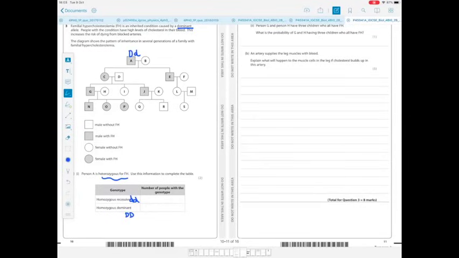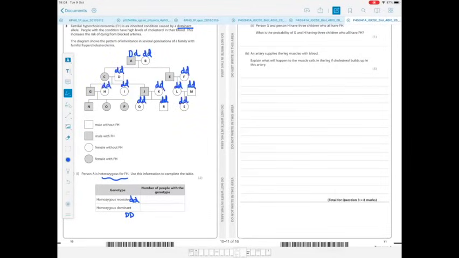Now we're going to work out what the pedigree diagram tells us. First of all, I'm going to look at all the people without FH, so all the people that are either white circles or white squares. Because they don't have the disease, I know therefore that they are small d, so I can just label all of their genotypes straight away.